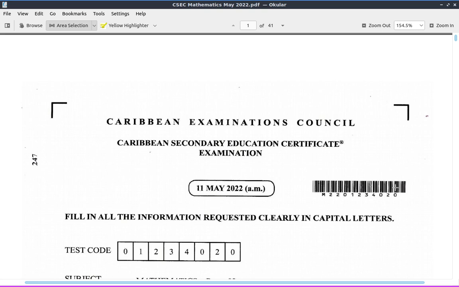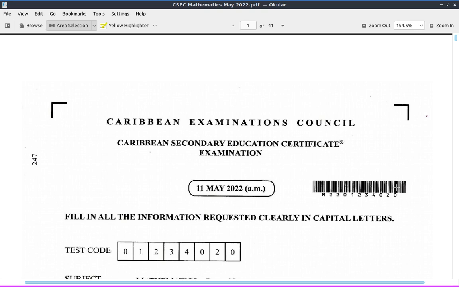Now, the way I'm going to work through the paper, I'm going to take time and explain the workings. Remember, we're not in exam right now, so we have the luxury of time. We don't have to rush it, all right?